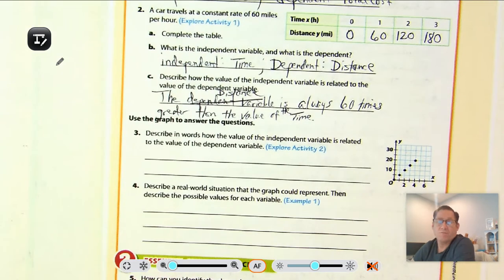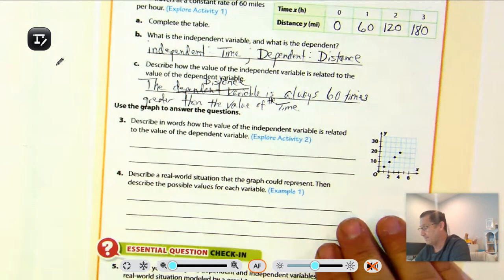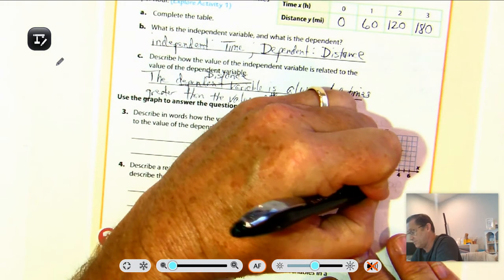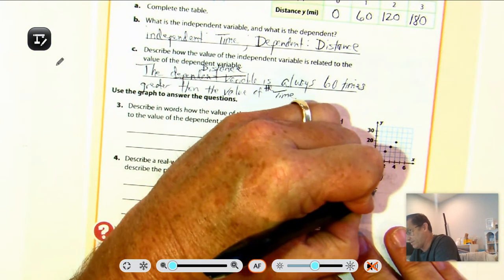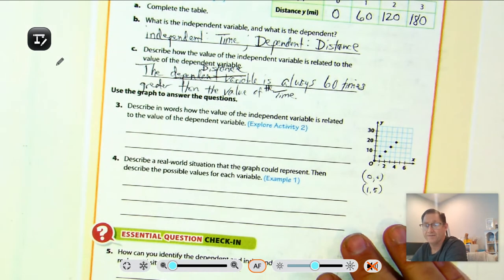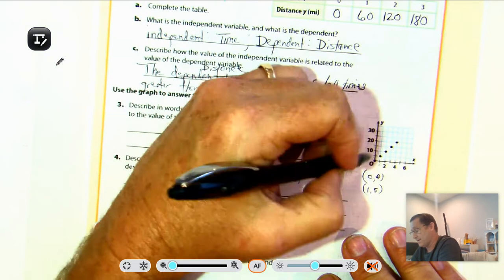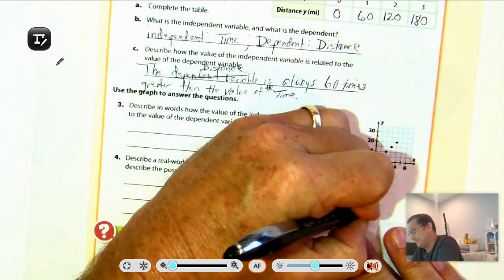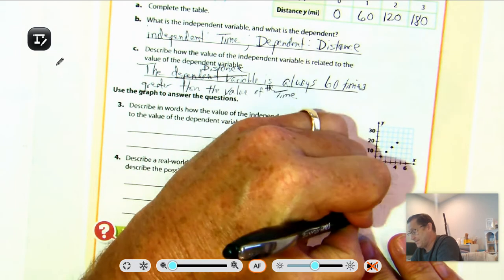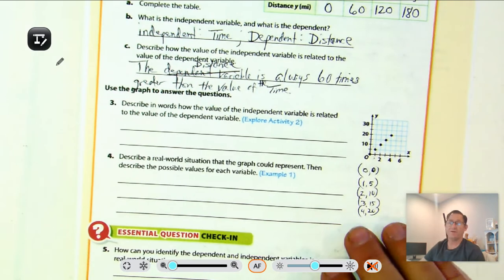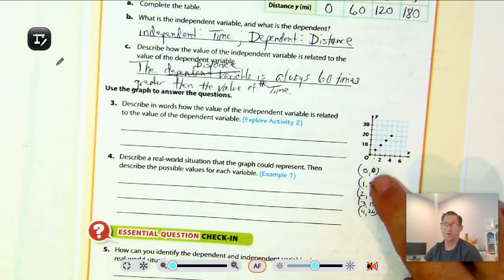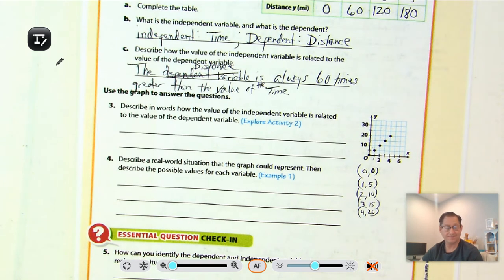All right, three. Describe in words how the value of an independent variable is related to the value of the dependent variable. And we have to use the graph. So let's see here. We have 0, 0, 1, and it's halfway between 10 and 0, so 5. At 2, we're at 10. At 3, we're at 15. And at 4, we're at 20. So what pattern do you notice here? Well, the y is always 5 times the value of x.